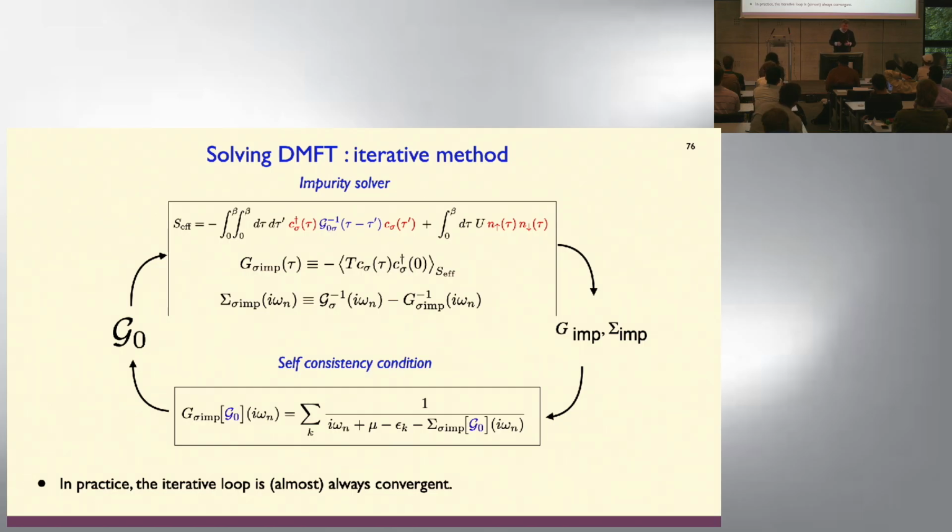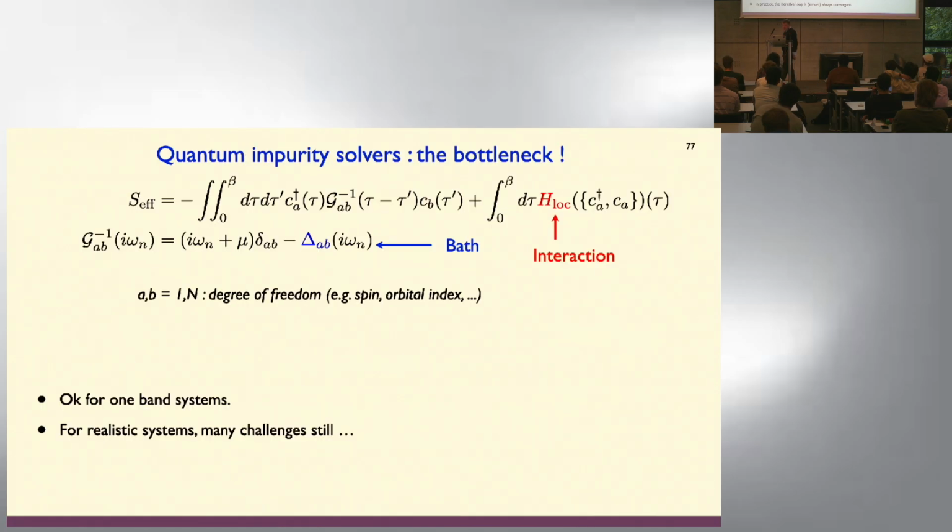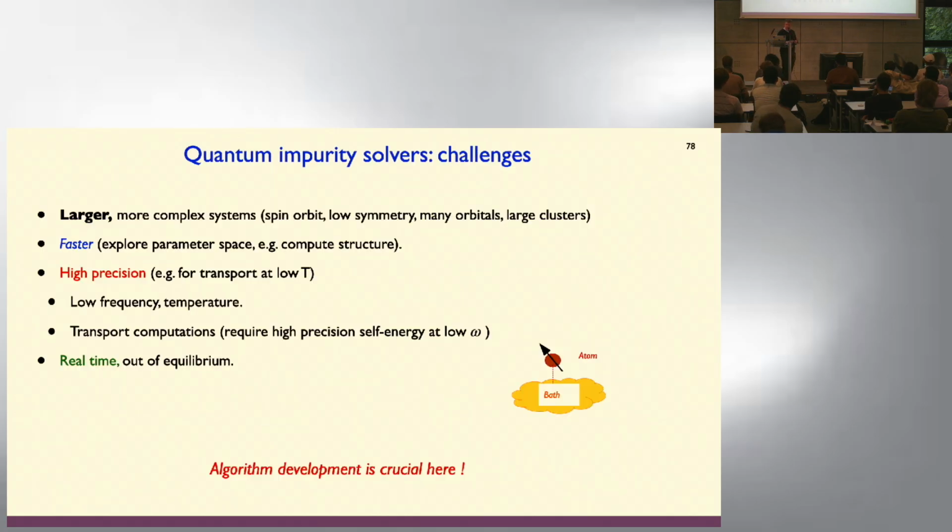As soon as we want to do more complicated atoms, multi-band problems, clusters of a certain size, it's still largely a bottleneck today. As soon as we want a more complex atom than the Hubbard problem, with more degrees of freedom, spin index or spin-orbit problems, some of our methods fail or become very slow. So the quantum impurity solver is still a major challenge in the field.